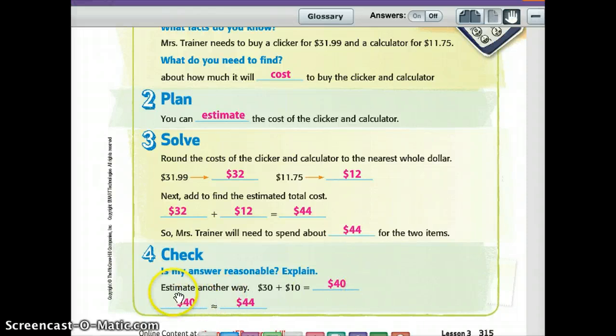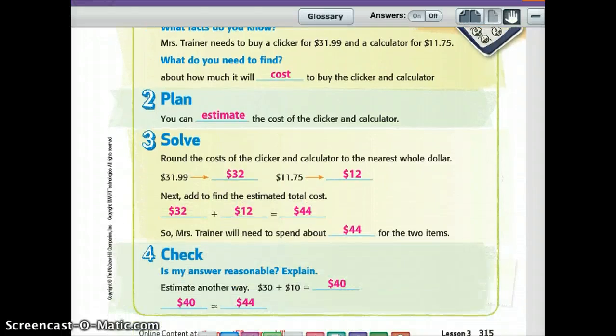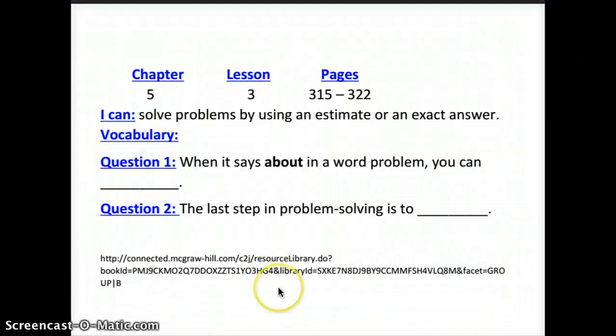So we can estimate another way. We could have estimated in the beginning by just rounding to, well, that's about 30 and that's about 10, and knowing that our answer is going to be about $40. So 40 is close to 44, so we know our answer is reasonable. Go ahead and look back at these 2 questions and answer them in the form, please.